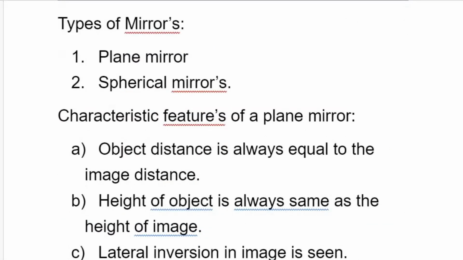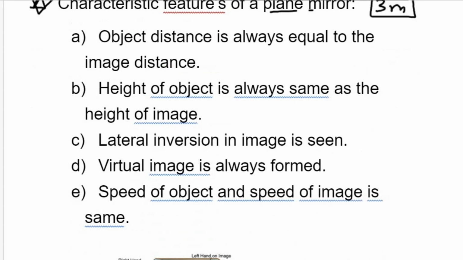So we are talking about images. Who is forming images? Mirrors are forming images. So how many types of mirrors are there? There are two types of mirrors. One is a plane mirror, another is a spherical mirror. So first we'll begin with the characteristic features of a plane mirror. This is a 3-mark question often seen in most of the board exam question papers. So what are the characteristic features of plane mirrors?